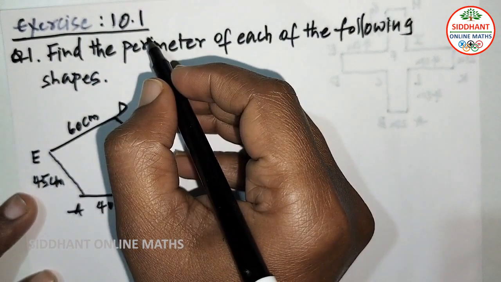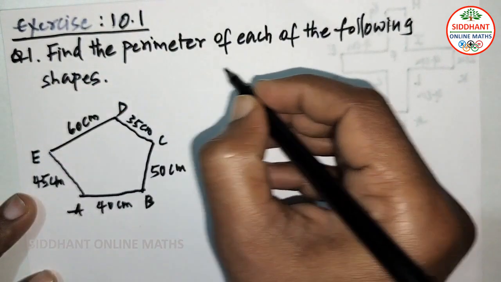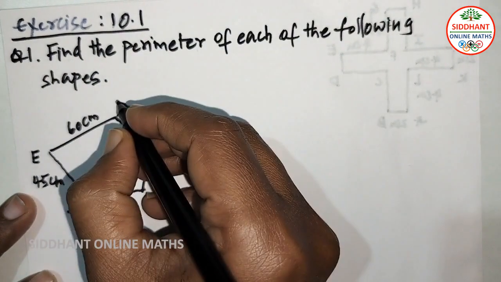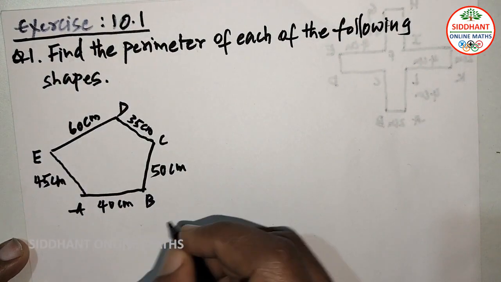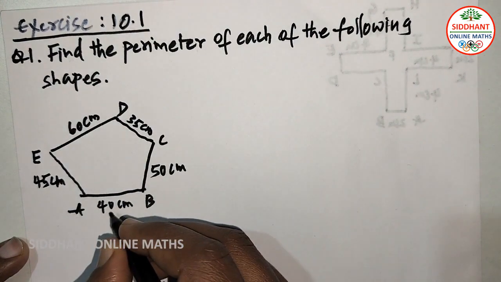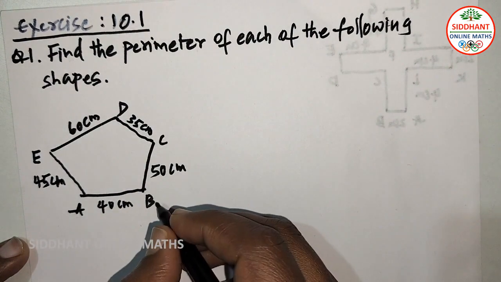Exercise 10.1, question number 1. Find the perimeter of each of the following shapes. So here is the first shape. In this we are going to find the dimensions of the line segments.